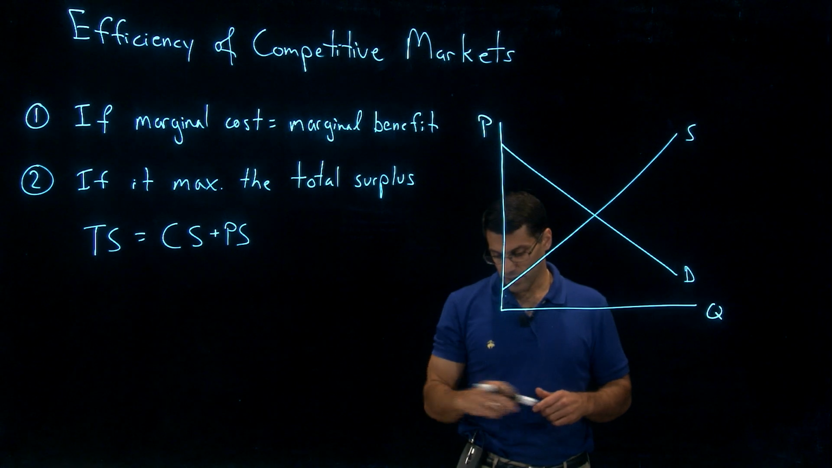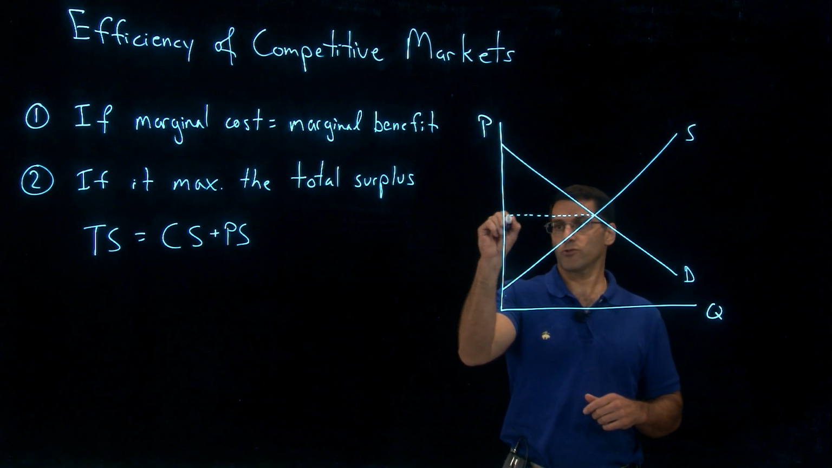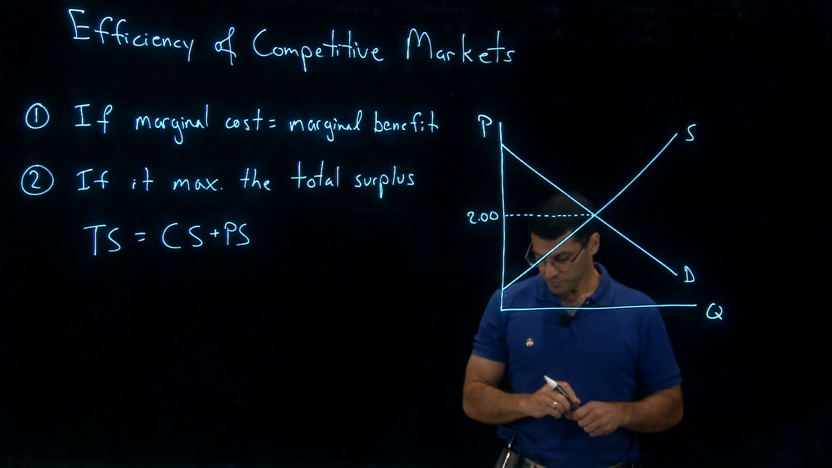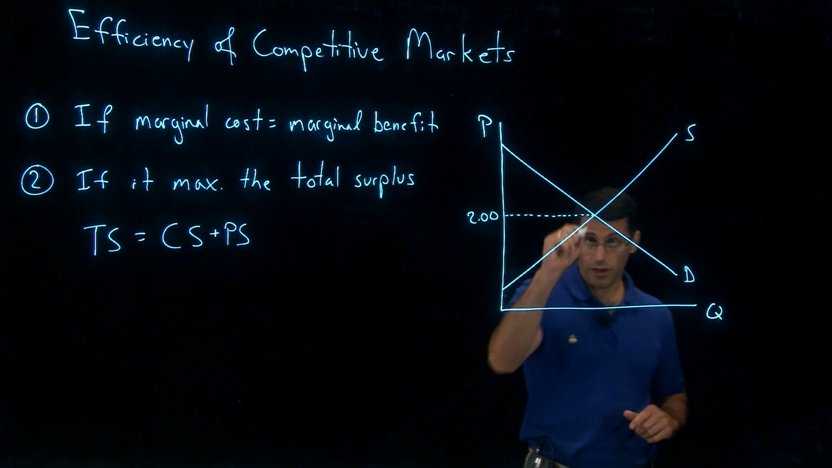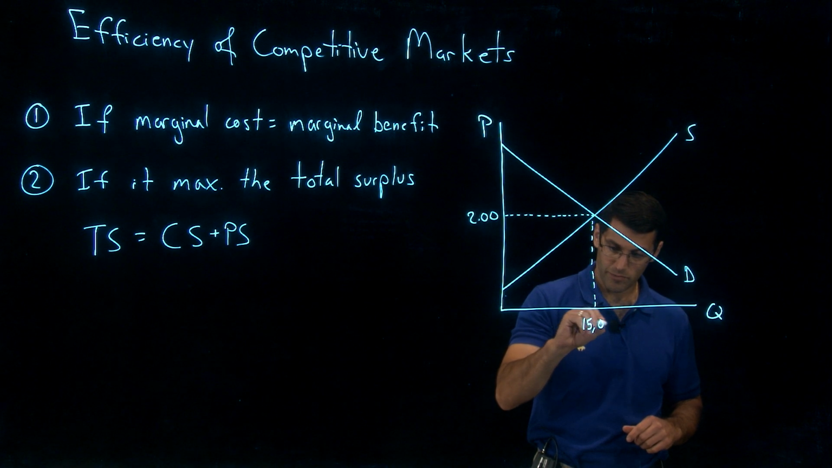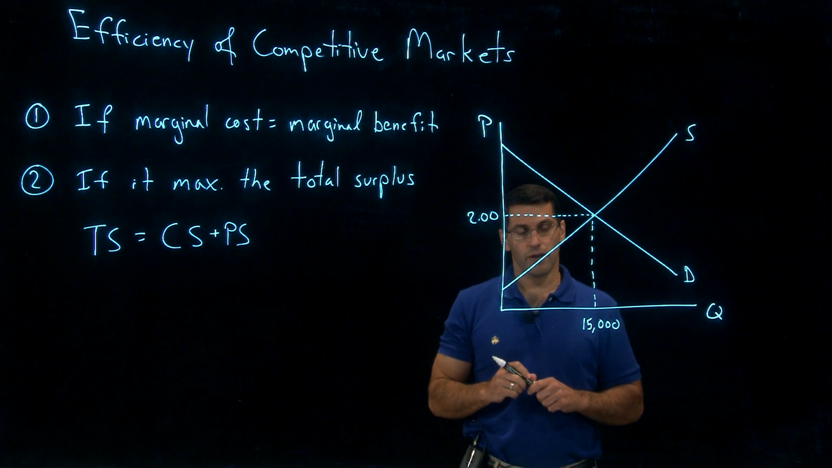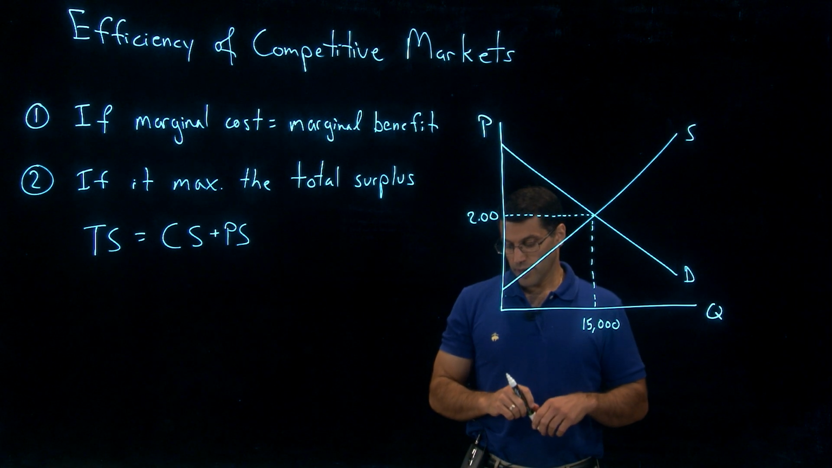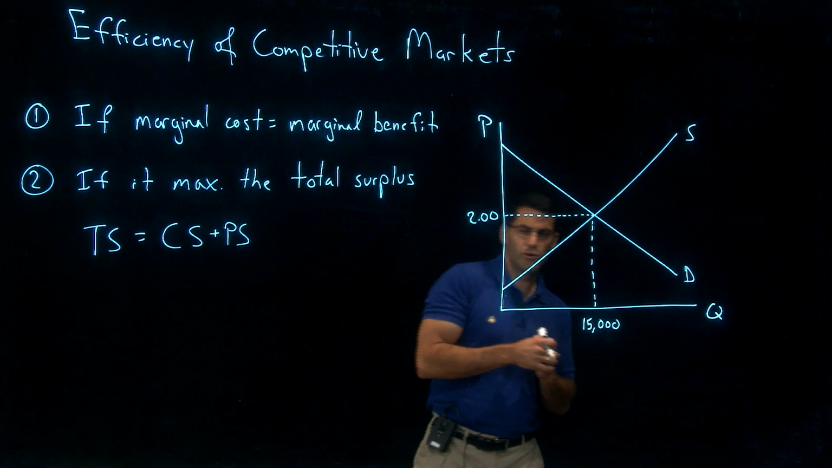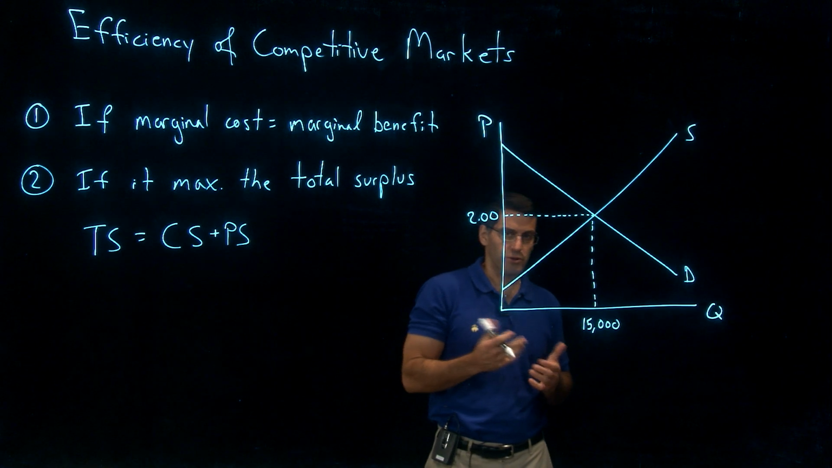And remember, equilibrium is where the two curves intersect. Let's say that takes place at $2 and 15,000 chai lattes, say per month or week or whatever our time frame is. That would be where we say the market is in equilibrium. Of course, one question we ask is, well, why? Why is that the market equilibrium?